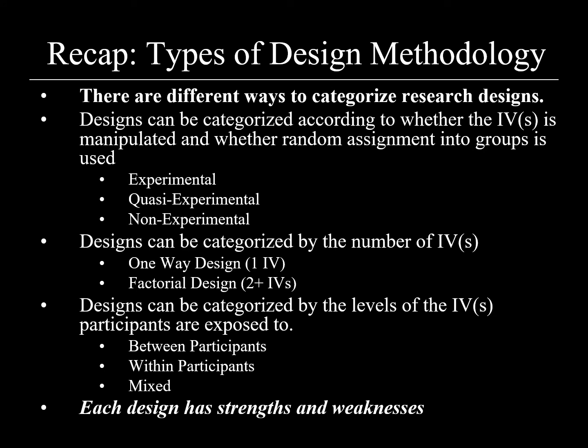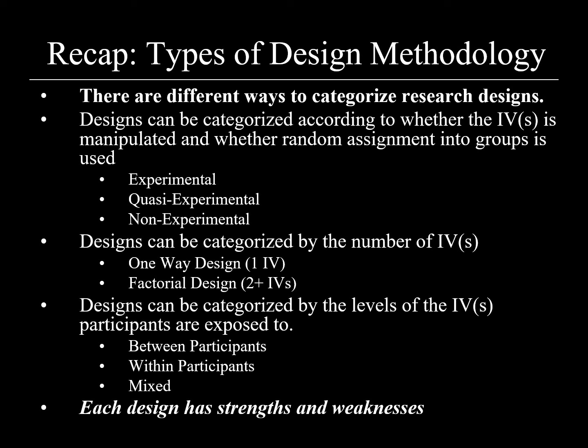So we talked about the various types of design methodology and ways to categorize design methodology. The first question is basically whether you have random assignment into groups or whether you're even comparing groups. If you have random assignment in groups, you're probably in an experimental type of design. If you're comparing groups but you don't have random assignment, you're probably in a quasi-experimental design. And if you aren't even in control of the groups, you're just looking at one particular state of data across a group, you're probably in a non-experimental design.